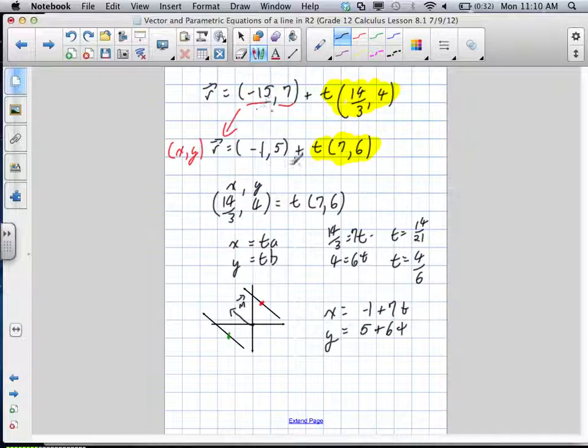So, like we said, we're going to plug this in for our x and our y and see if our t's hold true. So negative 15 in for our x is equal to negative 1 plus 7t. When I bring that over, it's negative 14 is equal to 7t. t equals negative 2. And let's see if that holds true for our y. The y value was 7, so 7 is equal to 5 plus 6t.